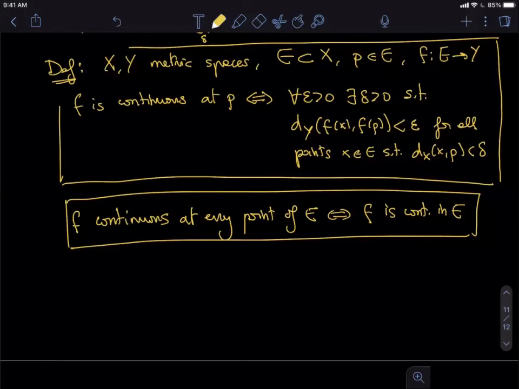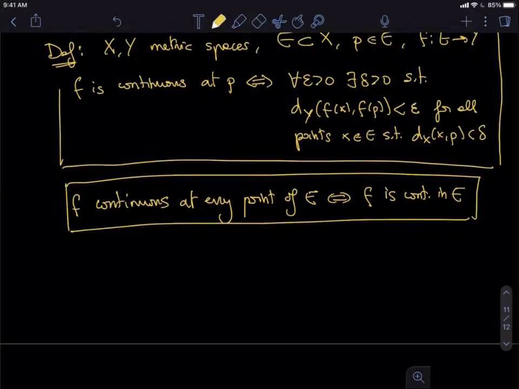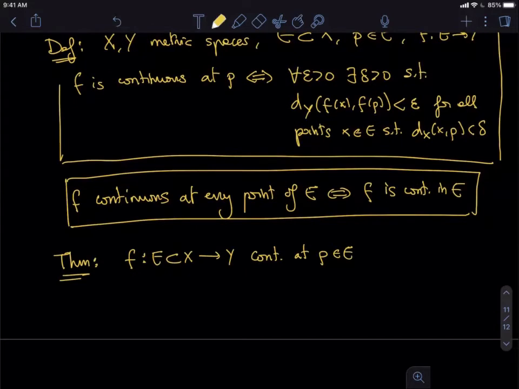And finally, something that is very important about continuity, that we are going to write as a theorem, which circles back to what we were saying before. Let f from E in X to Y. Then f is continuous at the point P in E if and only if the limit as x tends to P of f of x equals f of P.